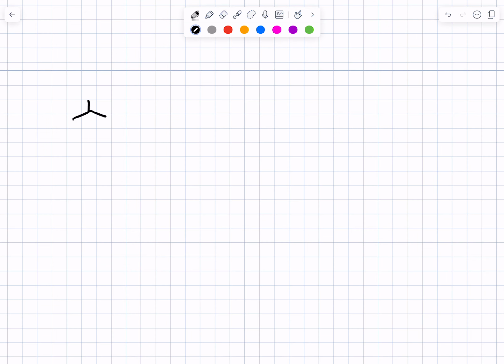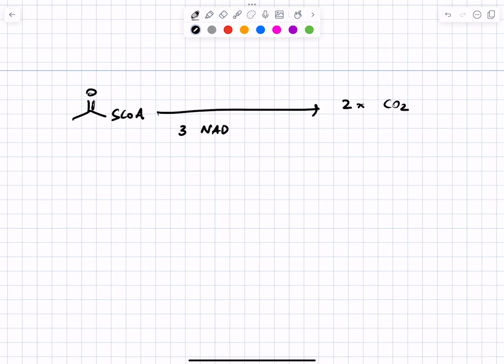So to summarize what we did in the citric acid cycle, you turn acetyl-CoA into 2 molecules of CO2. Along the way, you make 3 molecules of NADH, you get 1 molecule of FADH2, and you get 1 molecule of GTP.